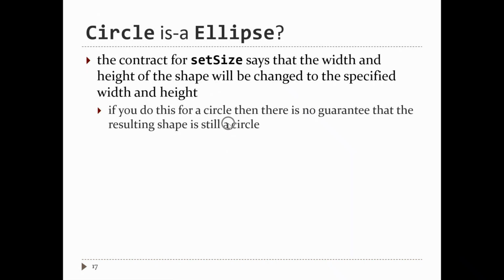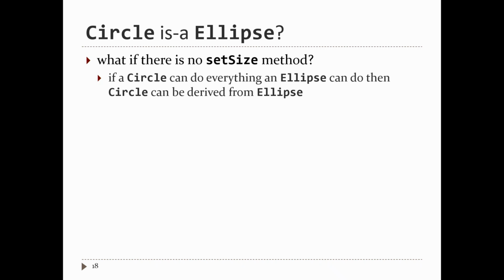So if you do this for a circle, that means your circle is no longer a circle, which is kind of busted. And that means that you probably shouldn't be implementing circle as a subclass of ellipse. Okay, so what happens if there is no set size method? In other words, your class ellipse doesn't let you change the size of the ellipse. It might return the width and height of the ellipse, but it doesn't let you change the size of the ellipse.